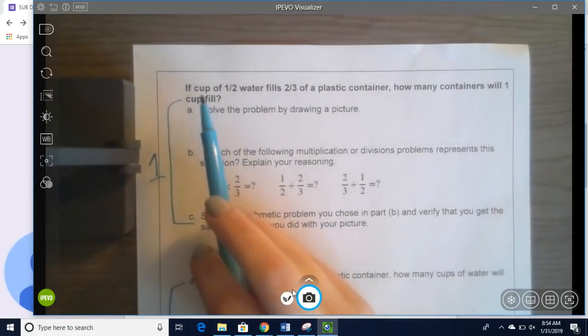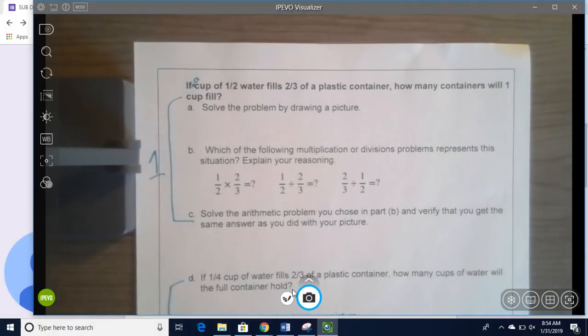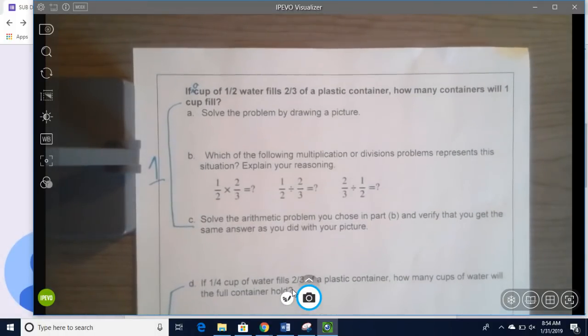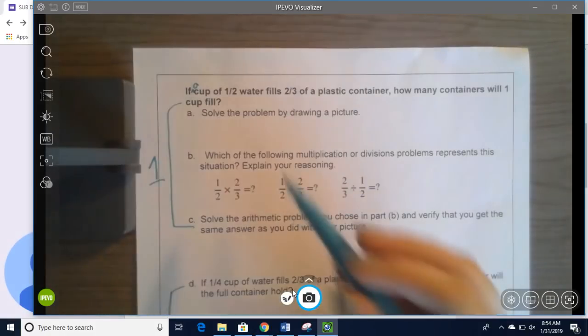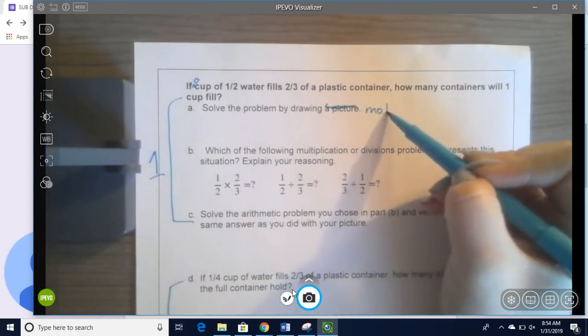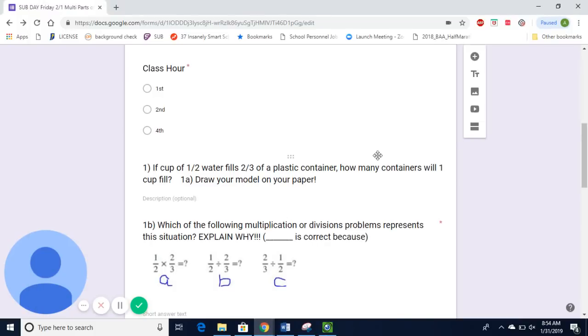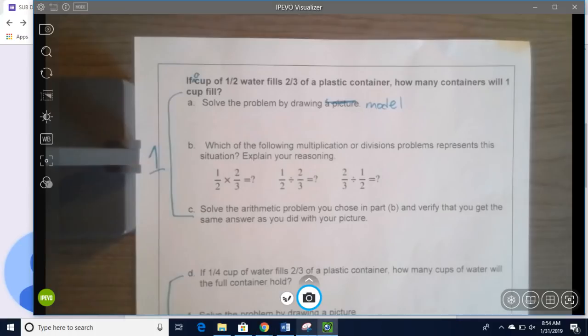If 1/2 cup of water fills 2/3 of a plastic container, how many containers will 1 cup fill? Okay, this wants us to solve the problem by drawing a picture. We use the word model, which is told to you right here. Draw your model on your paper. That's 1A, okay? So we're going to draw our model together. We'll go ahead and do that.